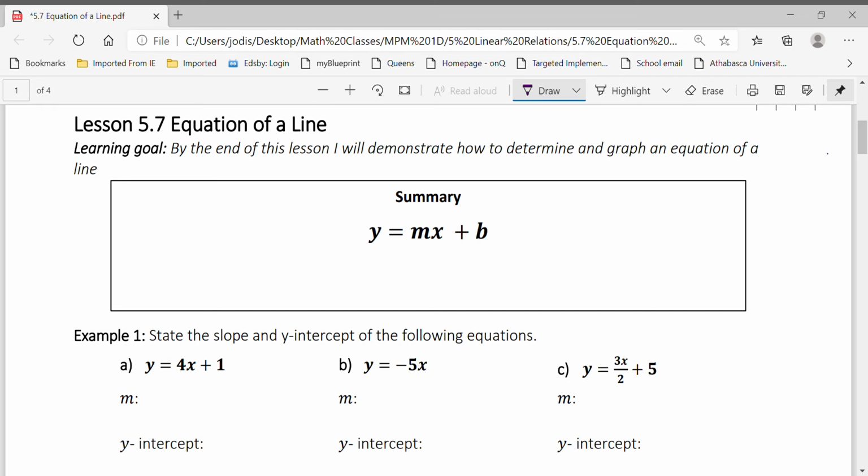Hi, and welcome to lesson 5.7, equation of a line. By the end of the lesson, you should be able to demonstrate how to determine the equation of a line and graph it.